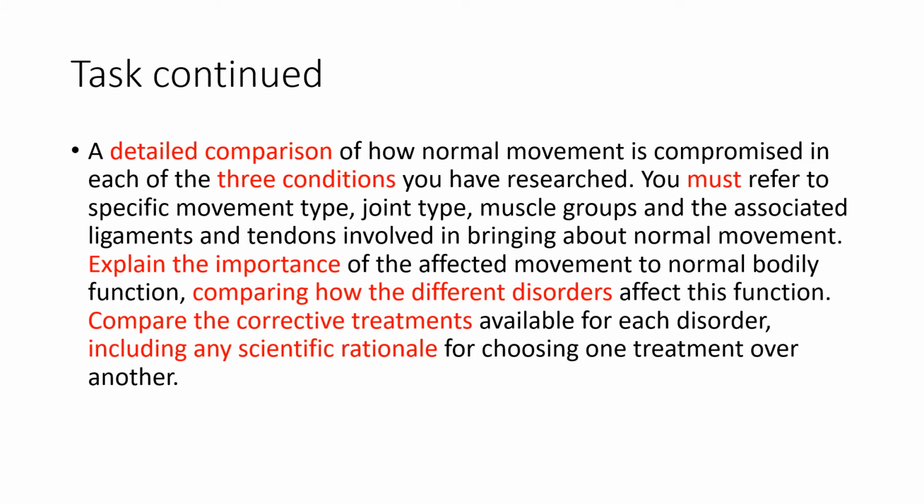Then for this particular assignment, they ask you to make a comparison of how those conditions affect movement. And they say you must refer to specific movement type, joint type, muscle groups. They're giving you the detail there. If you just shoved this assignment in your bag and just looked at the pass criteria later on, you wouldn't get all this information.